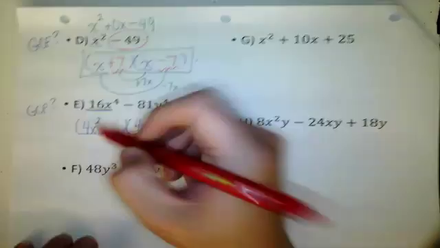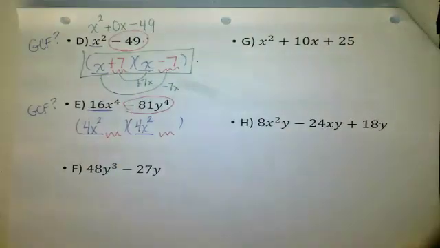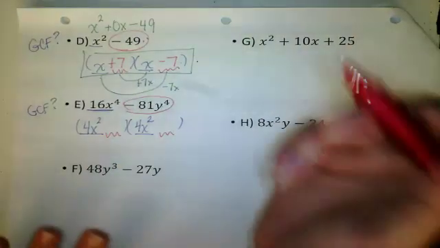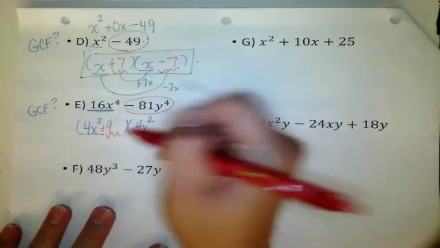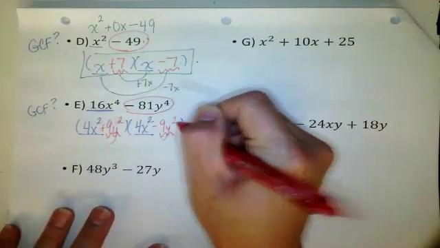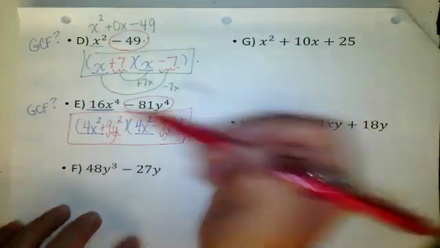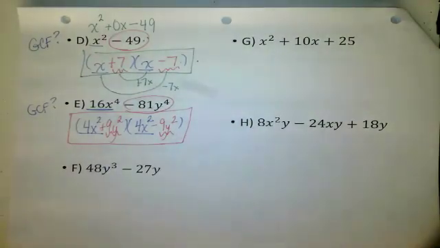And then last times last has to be negative 81y to the fourth. What times what is negative 81y to the fourth? Positive 9y to the second and negative 9y to the second. How do you know you did it right? Check the rainbow. Multiply it back out, it'll work every time. Okay.